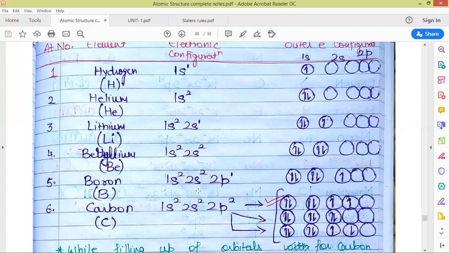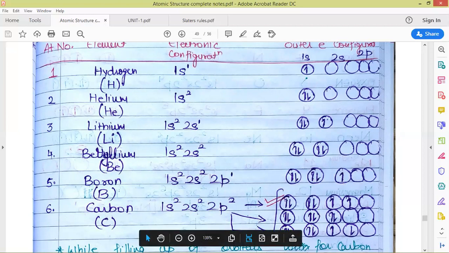Next we have boron. The fifth electron will go into the first 2p orbital, that is 2px. It can be any of 2px, 2py or 2pz. These are the three 2p orbitals, which are at the same energy level. So the single fifth electron of boron can occupy any of these orbitals, but by convention we write it in the first orbital of 2p, that is 2px.